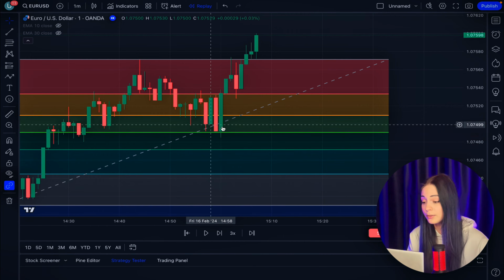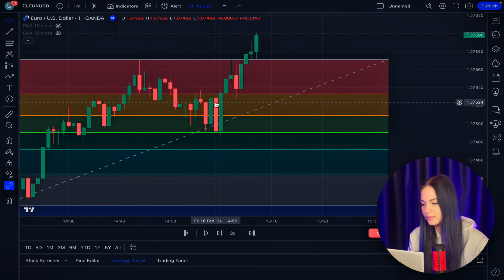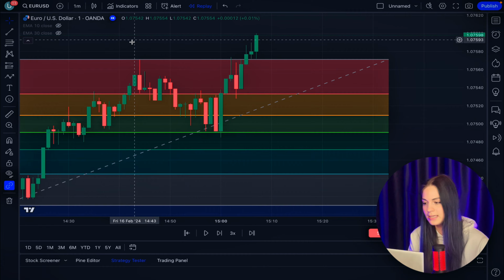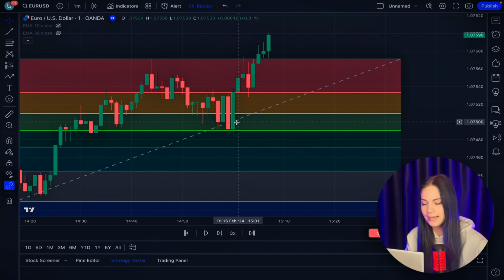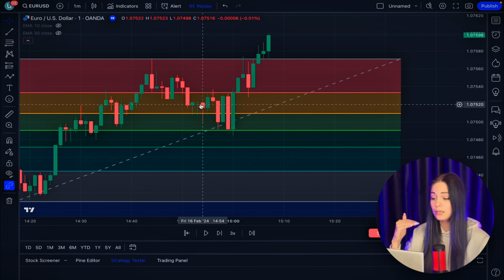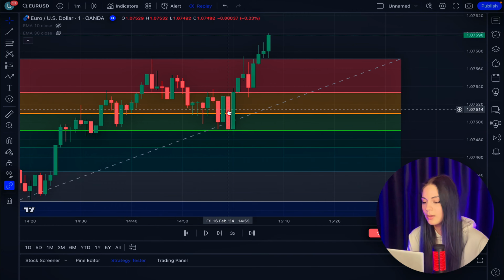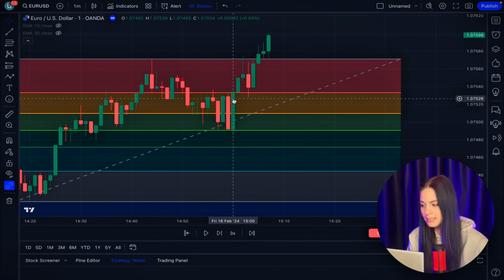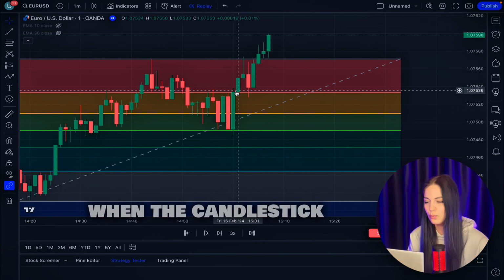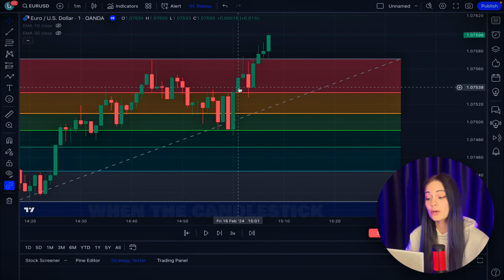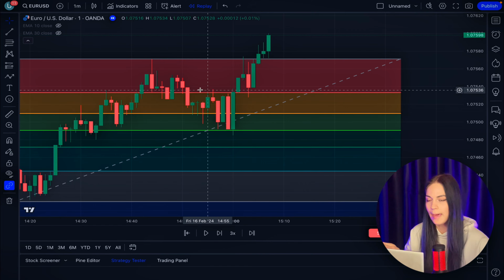Next thing we are looking for, we see that if the jump happened from that line, we need to see that it breaks through the next line. So it happens from green, we are breaking through the yellow one. But if we look here, we see that we need to wait until the candlestick went through the red line too, which happened here.